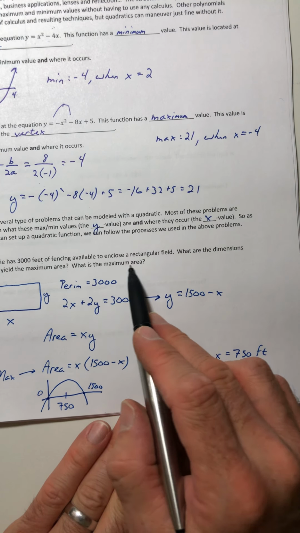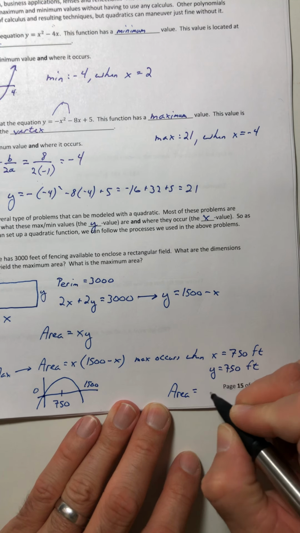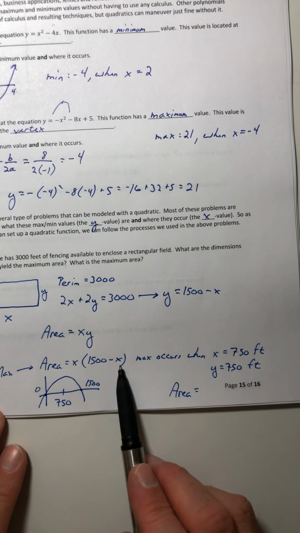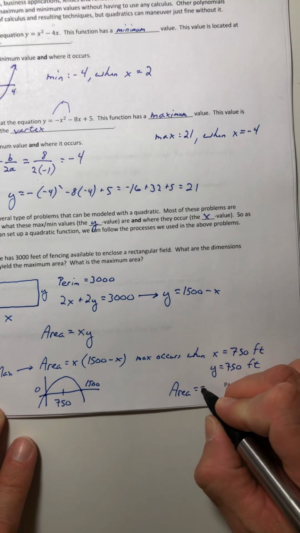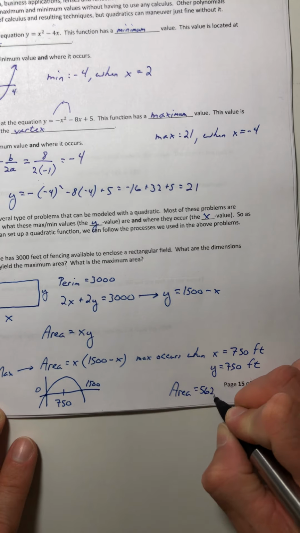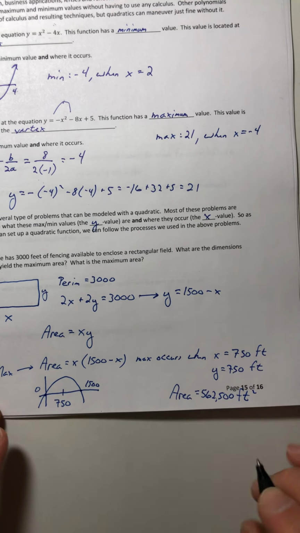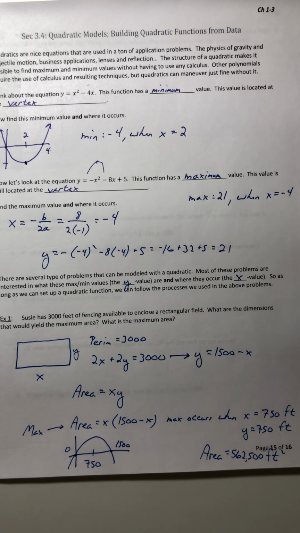But it also wants to know what the actual area is. Well, to get that, you have two choices. You can plug it back into your area equation. With the x's, we're just doing base times height. So 750 times 750 is 562,500 feet squared. Okay, let me stop the video here and we'll continue with another example that's kind of similar.